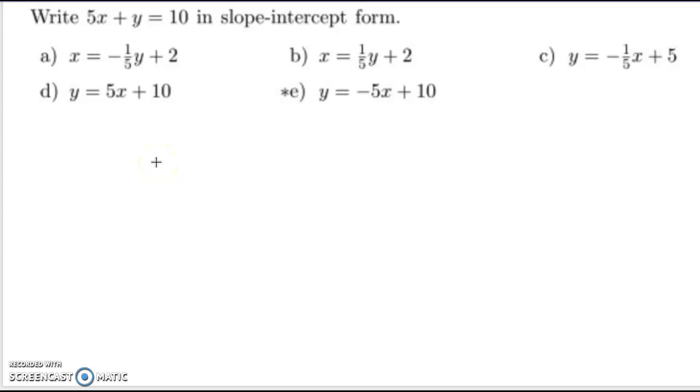Well, the first thing you have to remember is slope-intercept form looks like this. Y equals mx plus b. And what you have to remember is this: m is the slope, b is the y-intercept, okay?